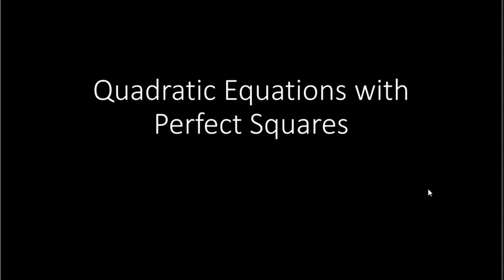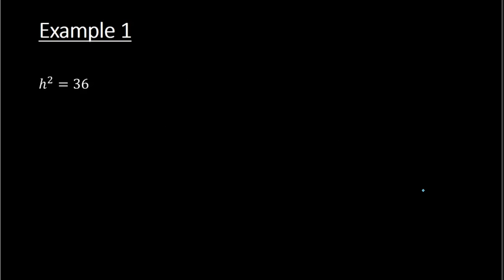In this video, you will learn how to solve quadratic equations with perfect squares. So example 1, here we have h squared equals 36. Now our objective is to get h, or whatever variable we have, by itself. So in this case, we do not want the squared with the h.